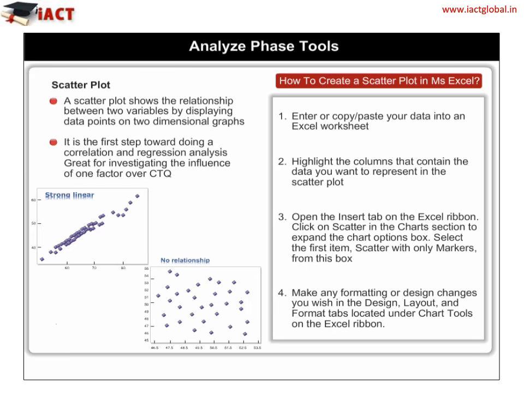Enter or copy-paste your data into an Excel worksheet. Highlight the columns that contain the data you want. To represent the scatter plot, open the Insert tab on Excel. Click on Scatter in the Chart selection to expand the chart option box. Select the first item, Scatter with only markers, from this box.